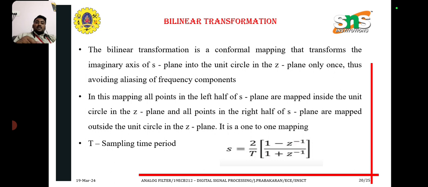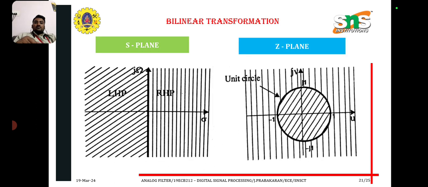Capital T represents the sampling time period. The formula for bilinear transformation is s equal to 2 divided by T times (1 minus z^-1) divided by (1 plus z^-1). Here, all points in the left side of the S plane are mapped inside the unit circle in the Z plane, and the right side is outside the unit circle.